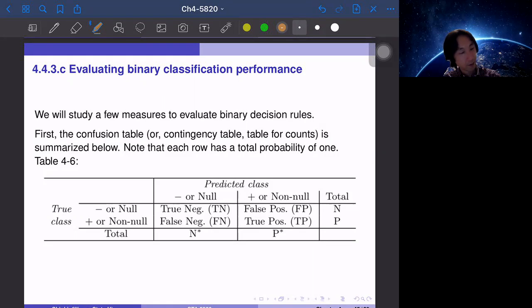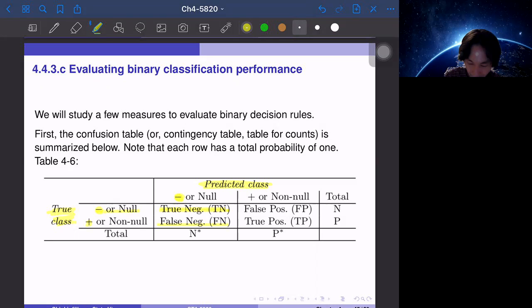Okay, so we will introduce several measures from now on, but at first we just define several terminologies. This is the transpose of the last table. So this is the predicted class, and this is the true class. Based on this combination, we define true negative: the predicted is negative, and the truth is negative. And false negative: predicted as negative, but actually positive.